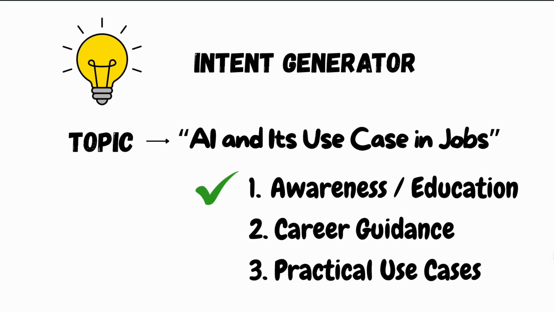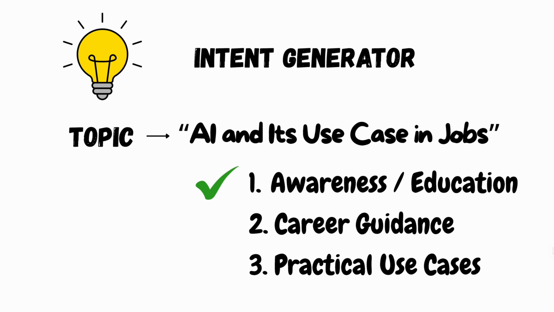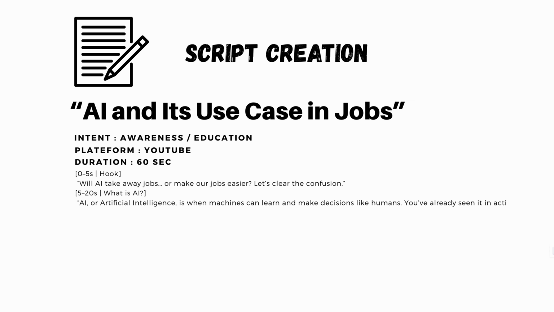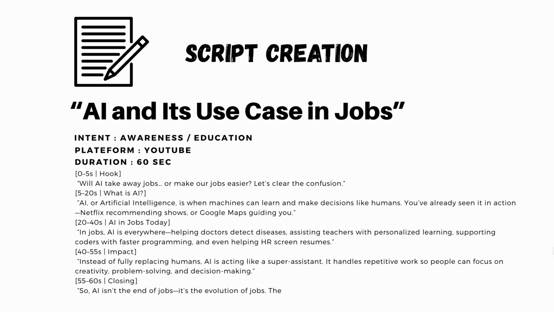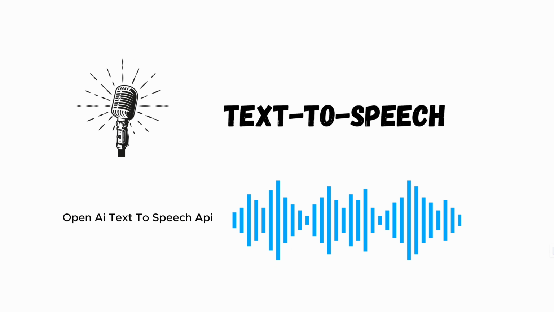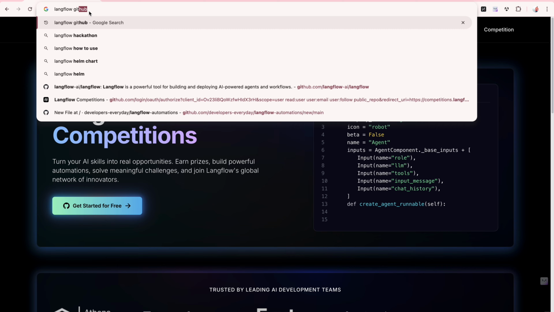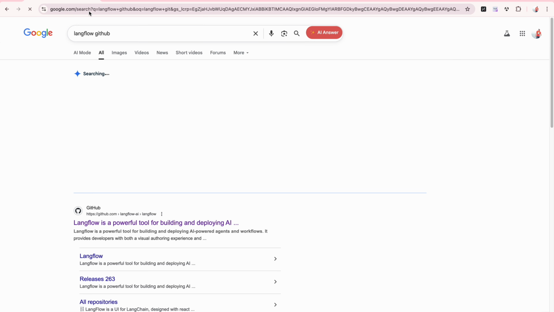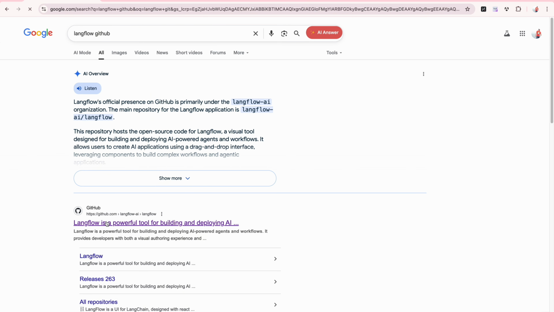Based on any given topic, we will generate the most suitable intent. Then we will create a complete script for platforms like YouTube, Instagram, or TikTok. And finally, we are going to generate voiceover using 11 Labs API or OpenAI text to speech API. All of this, the entire automation, we will be building through Langflow.